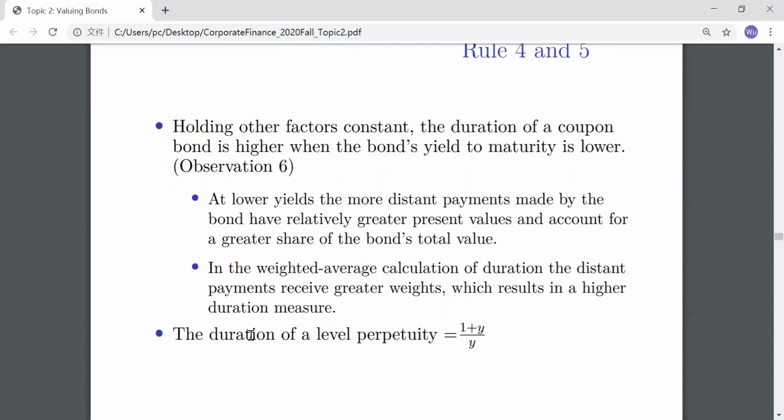And if we have a level perpetuity, which we talked about in the first class, perpetuity essentially means that this kind of asset pays fixed cash forever. In that special case, the duration is 1 plus y divided by y. So this is the special case.